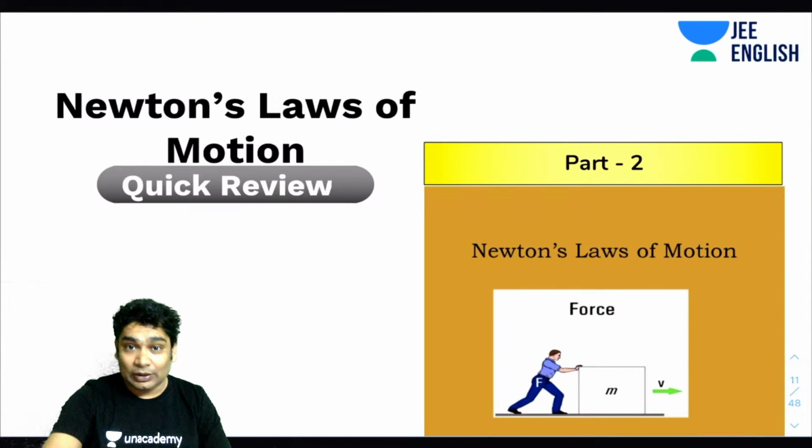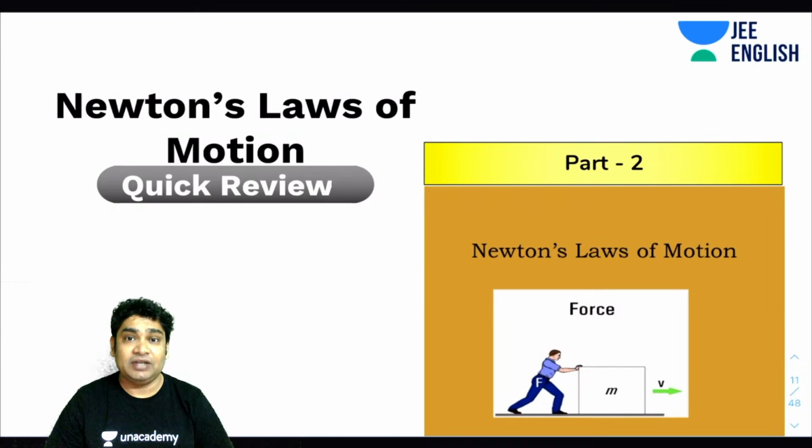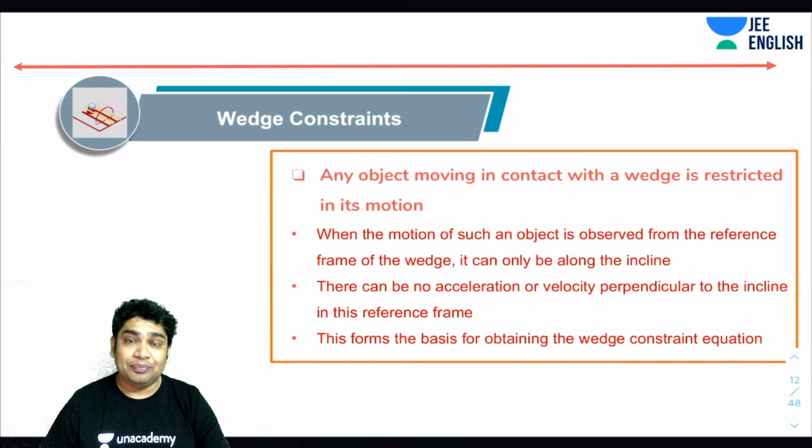All right, so without any delay, let's get started with a quick review part 2 of Newton's laws. In the first part, we talked about the basics, we talked about the FBDs, we talked about what Newton's laws are and how you apply them, and we talked about string constraints. Today we will continue our discussion with constraints. There is another very common kind of constraint that you will encounter in the Newton's laws chapter, which is wedge constraint.